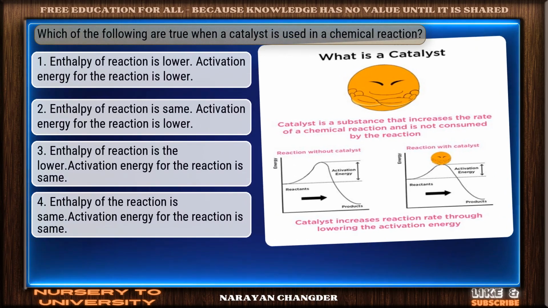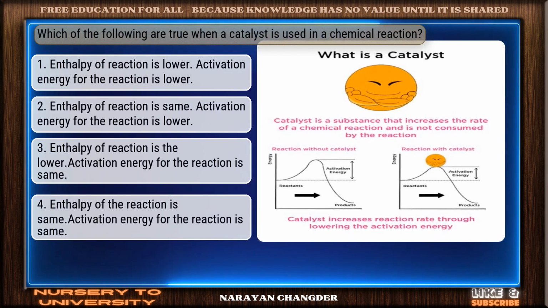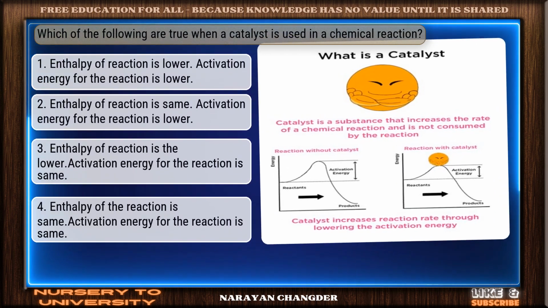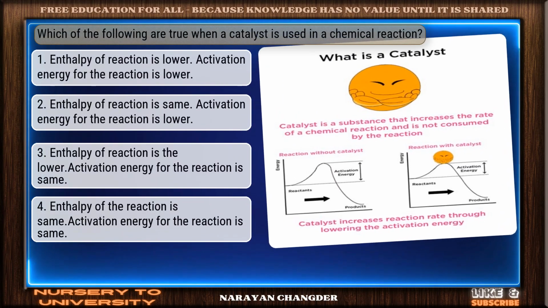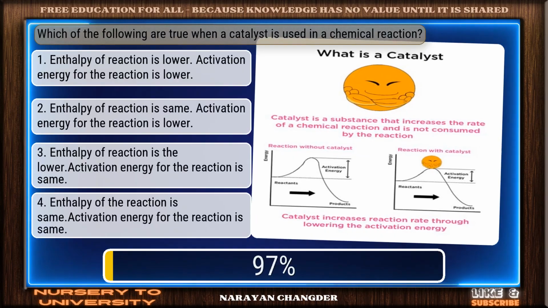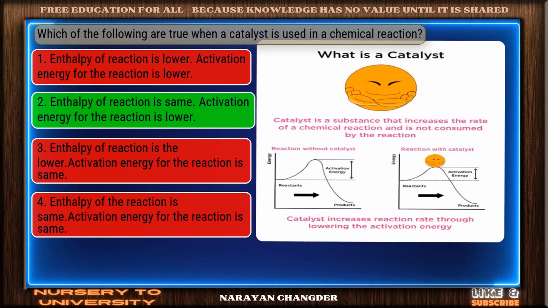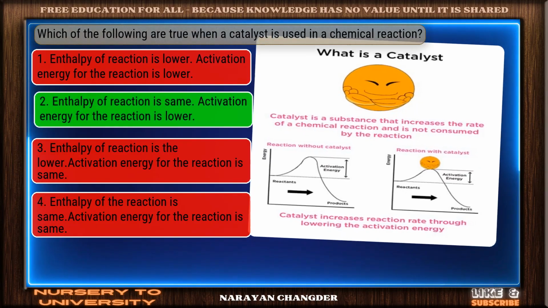Option 3, enthalpy of reaction is lower. Activation energy for the reaction is same. Option 4, enthalpy of the reaction is same. Activation energy for the reaction is same. On track, enthalpy of reaction is same. Activation energy for the reaction is lower.